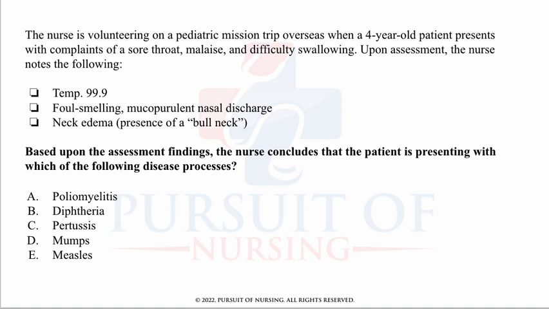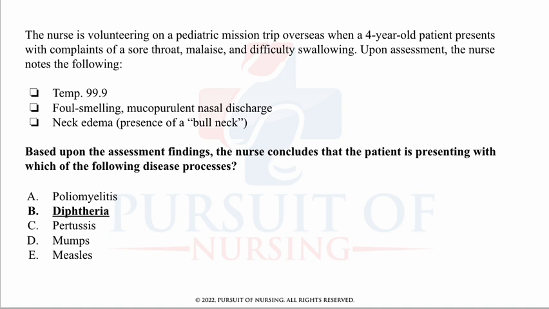So based upon these assessment findings, the nurse concludes that the patient is presenting with which of the following disease processes. So you have to remember the nurse is likely in an underserved area overseas. You have a 4-year-old patient presenting with the presence of a bull neck and foul-smelling mucopurulent nasal discharge. So based upon those assessment findings, what disease process should the nurse be thinking about? All right, the correct answer is diphtheria.